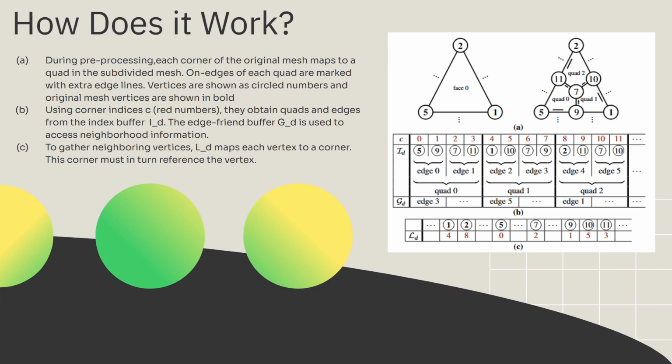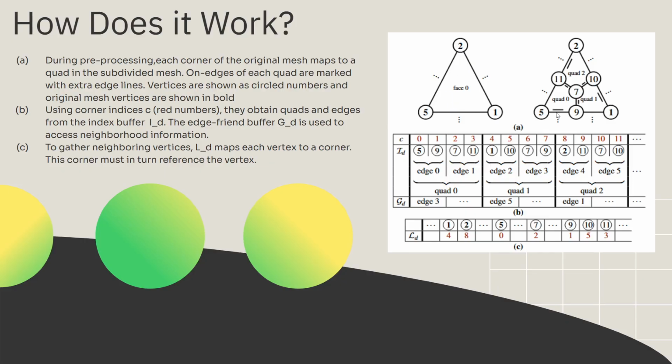So how does the data structure actually work? Basically, they pre-process every corner of the mesh. For every face, they create buckets of four vertices per degree of the face. So for this one triangle, they create 12 of these buckets, because they know it's going to be divided into 3 quads, and each quad is going to reference 4 of the vertices.